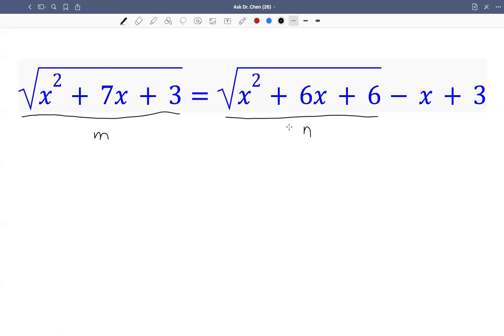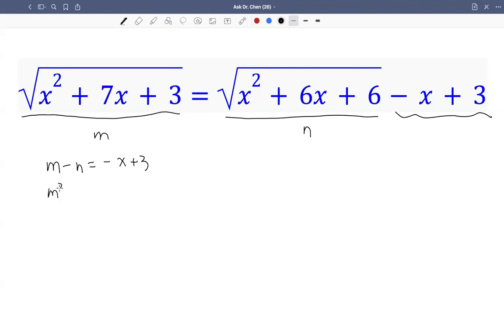And we see if we move n to the left-hand side, we have m minus n. That's just -3, negative x plus 3. That's just this, right? And minus, we move this one to the other side, to the left-hand side, becomes a negative. What else? We can square m.